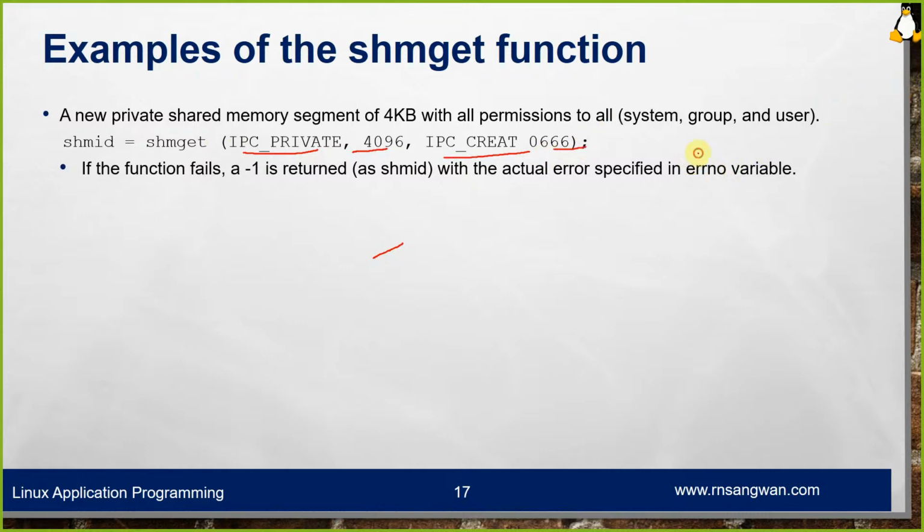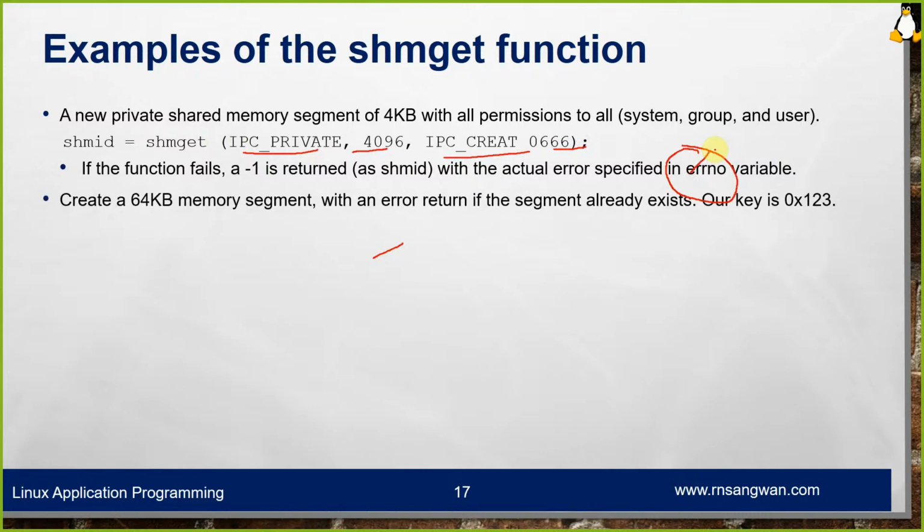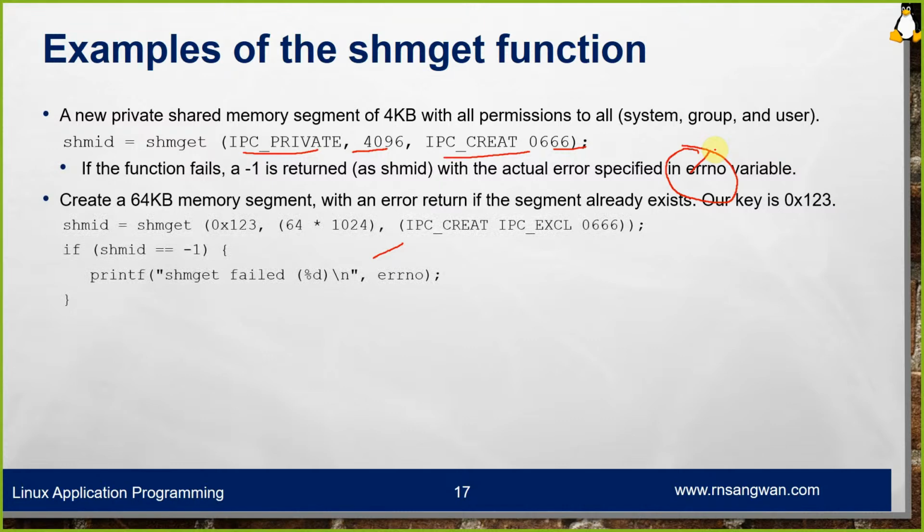variable. I have been referring to this variable for the past 3-4 lectures. That is a system variable which is defined, which you can use with the error directly with printf in case it returns an error. Create a 64 KB memory segment with an error return if the segment already exists, with the key ID of hexadecimal 123. So we can give an expression, if you notice here, 64 into 1024, the ID, IPC_CREAT, IPC_EXCL, and the permissions.